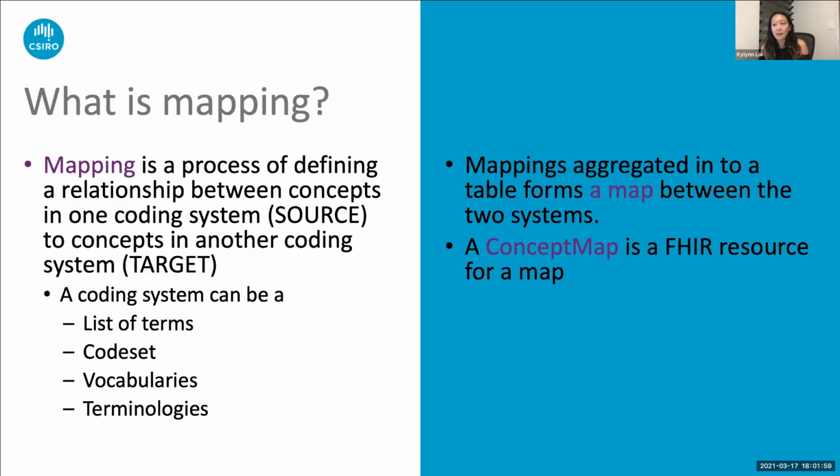So what is mapping? Mapping is a process of defining a relationship between concepts in one coding system, your source codes, to concepts in another coding system, and that's your target. A coding system can be a list of terms, a code set, a vocabulary, a terminology, and could be local or proprietary. Mappings aggregated into a table form a map between the two systems, and a concept map is a file resource for a map.